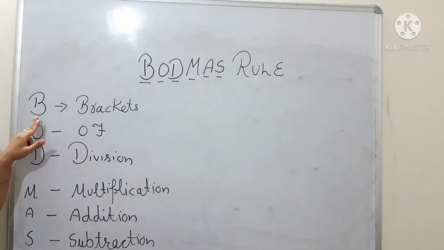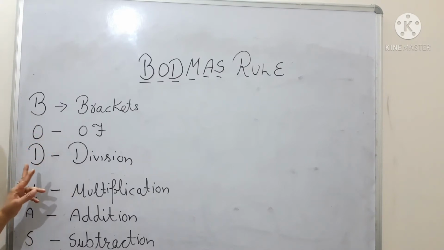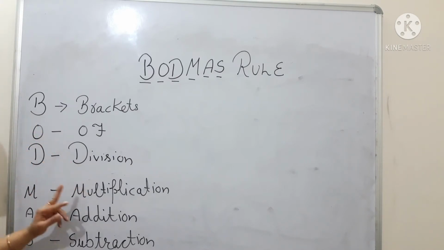Okay, let's take B. B means brackets. O means of. D means division, M stands for multiplication, A stands for addition and S stands for subtraction.